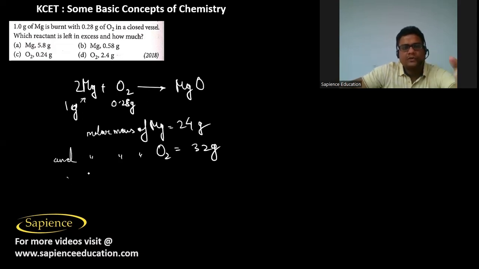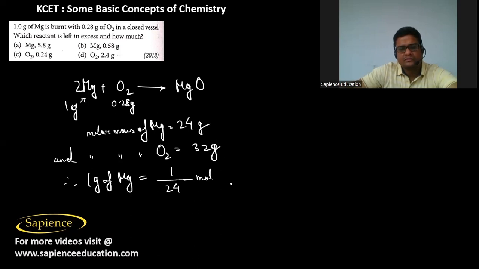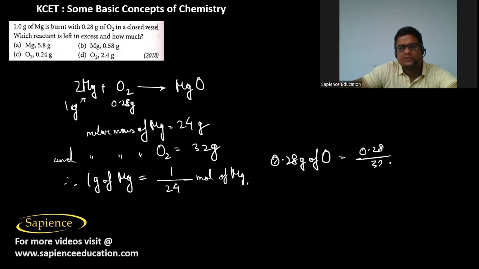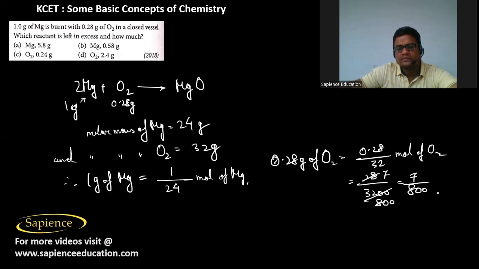Now 1 gram of Mg means we have 1 by 24 moles of Mg, and 0.28 gram of oxygen means that is 0.28 divided by 32 mole of oxygen gas. So that will be 28 by 3200. So 4 7s are 28, 4 8s are 32. So 7 by 800 mole of O2.